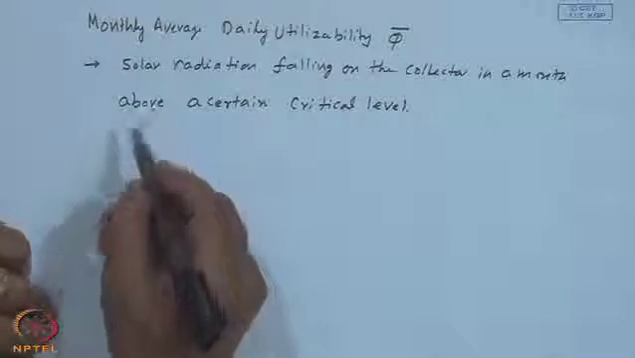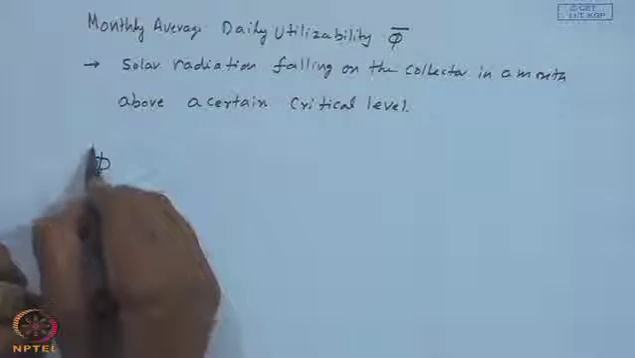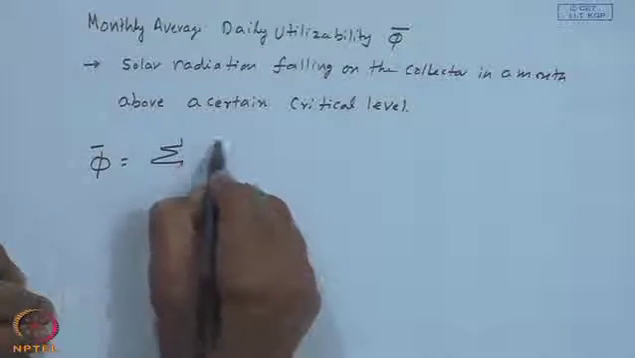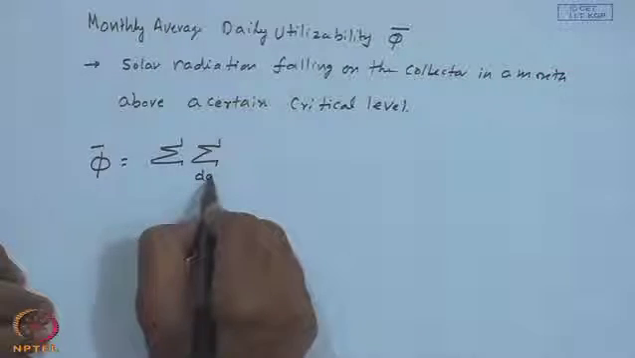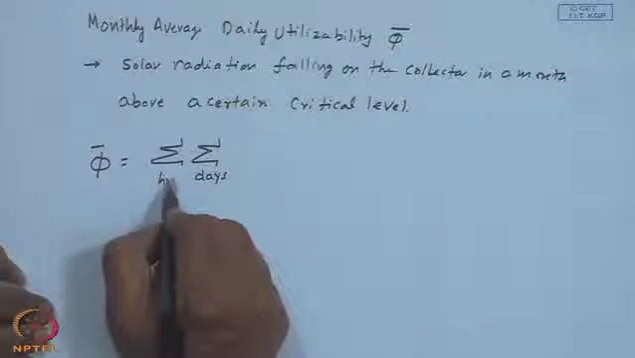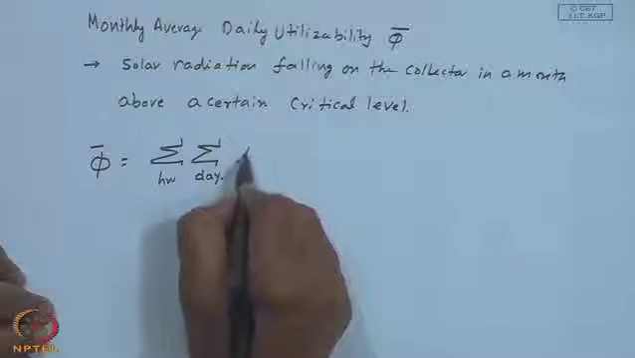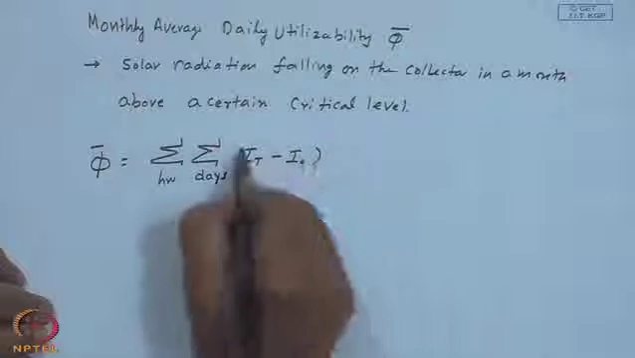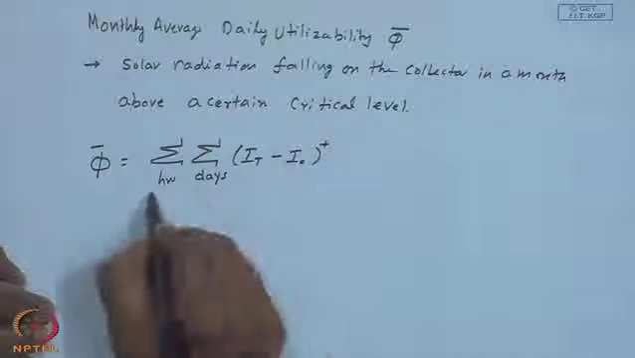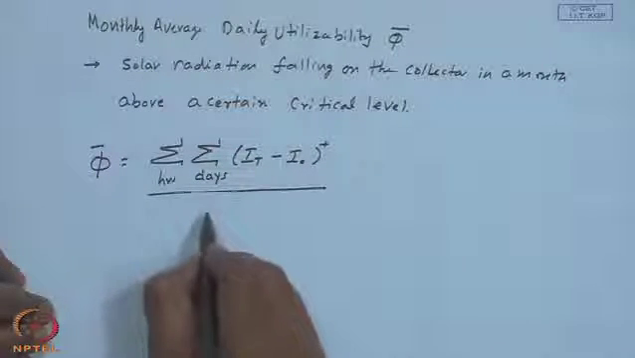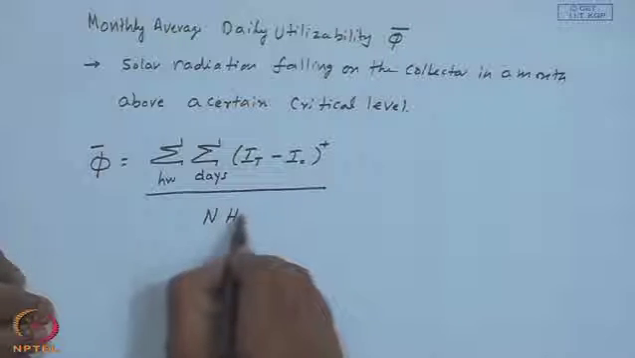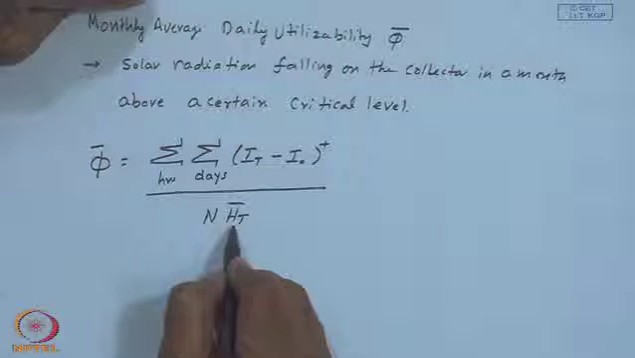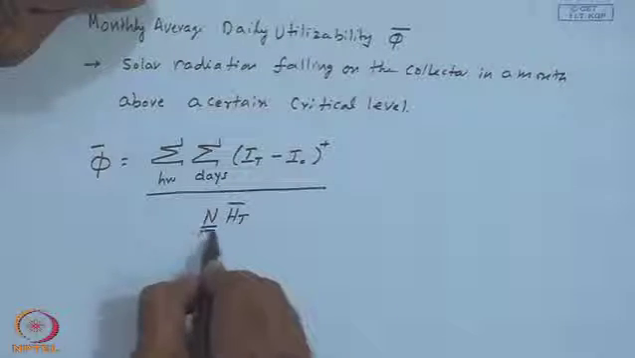So, symbolically we have written it as phi bar is summation over the days, over the hours, and I t is the solar radiation falling on the collector surface, and I c is the critical radiation level, times n into h t bar, which is the monthly average daily radiation on the tilted surface multiplied by the number of days in the month.